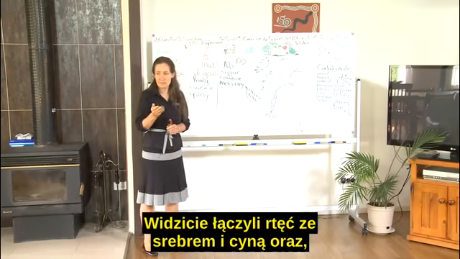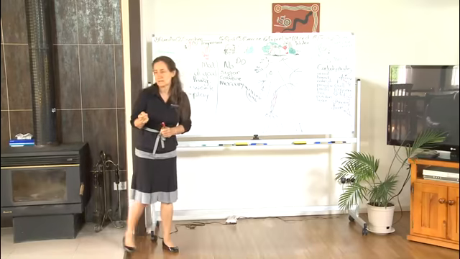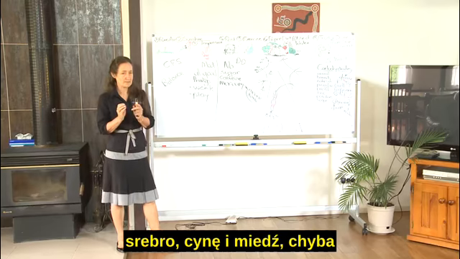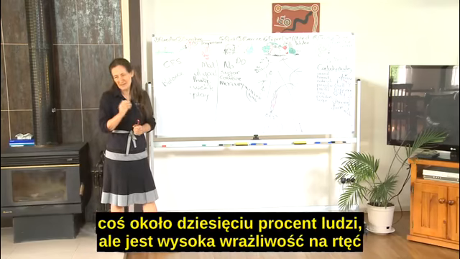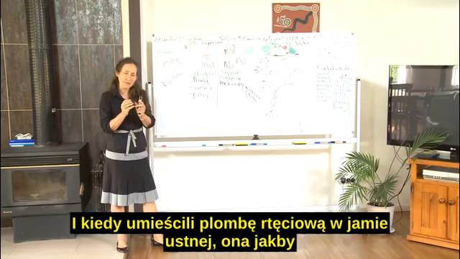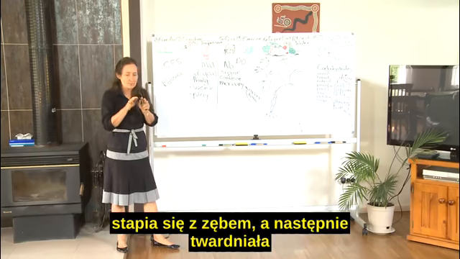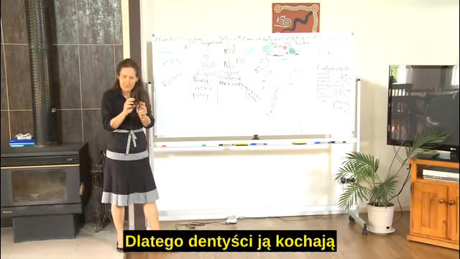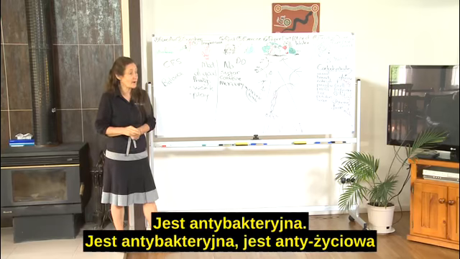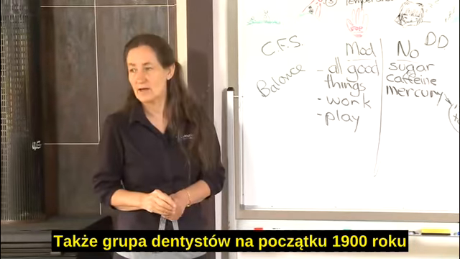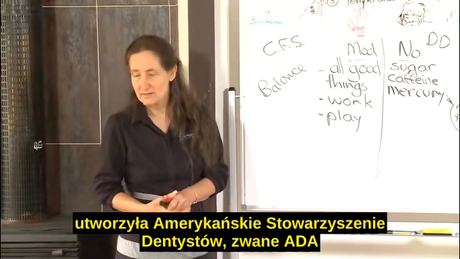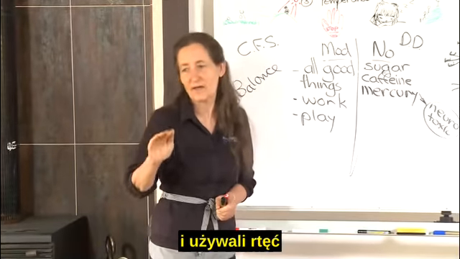You see, they put mercury with silver and tin and copper, I think it is. And there's very little sensitivity to silver. You know, something like 10% of people are, but there's a high sensitivity to mercury. And when they put the mercury filling in the mouth, it sort of molds to the tooth and then sets, and that's why the dentists love it. And it's antimicrobial. It's antimicrobial, all right. It's anti-life. So a group of dentists in about the early, I think it was very early 1900s, they formed the American Dental Association. It's called the ADA, and they used mercury.